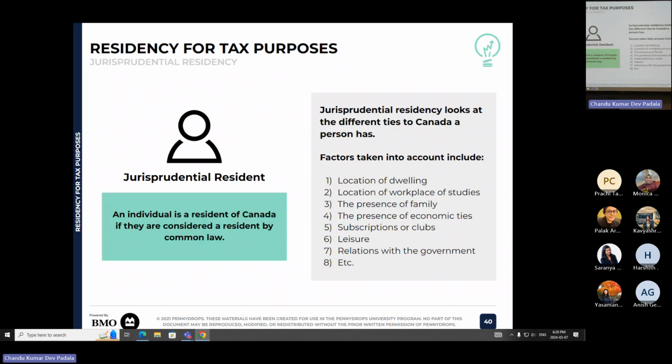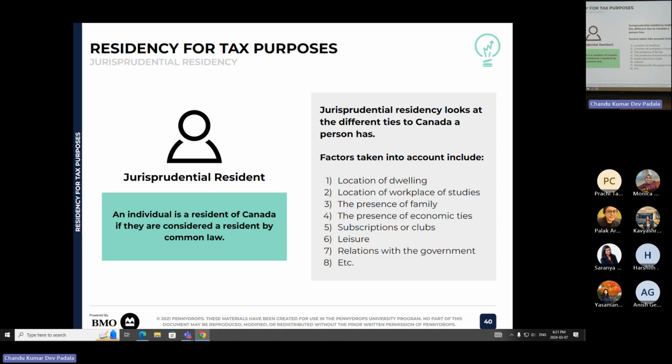Going back to the first type of resident, the jurisprudential resident. Once again, you're considered a jurisprudential resident if you're considered a resident by common law. There are several factors that are taken into account to determine whether you're a resident by common law. For instance, the location of your dwelling. So where do you live? If you live in Canada, that probably means you're going to be a jurisprudential resident.